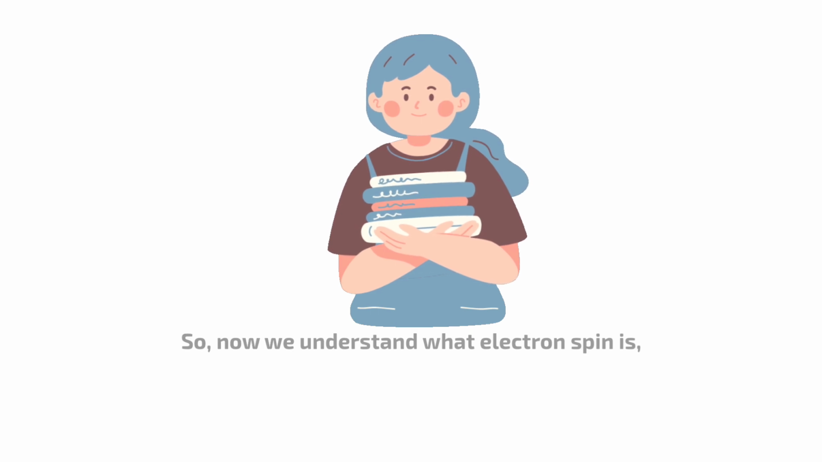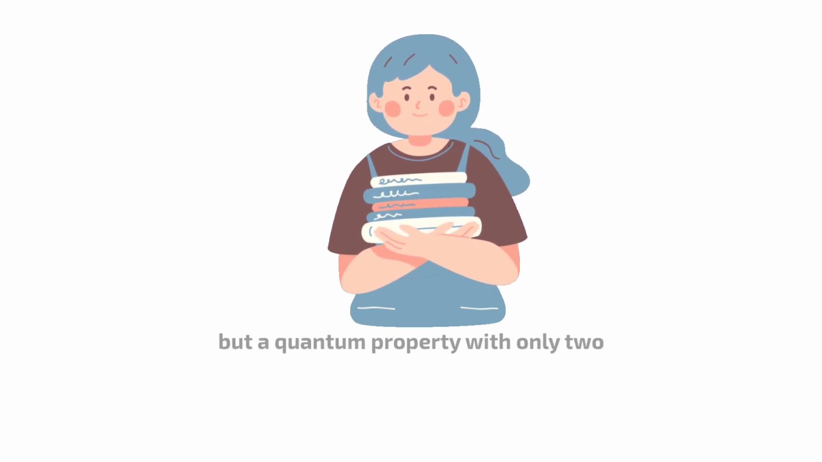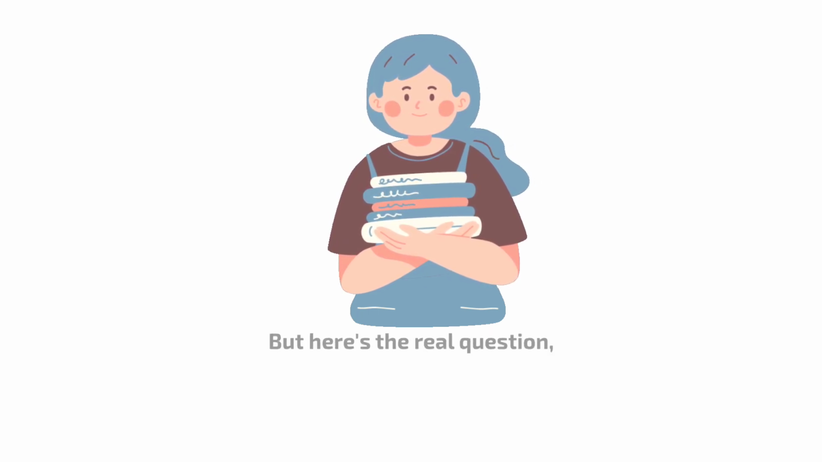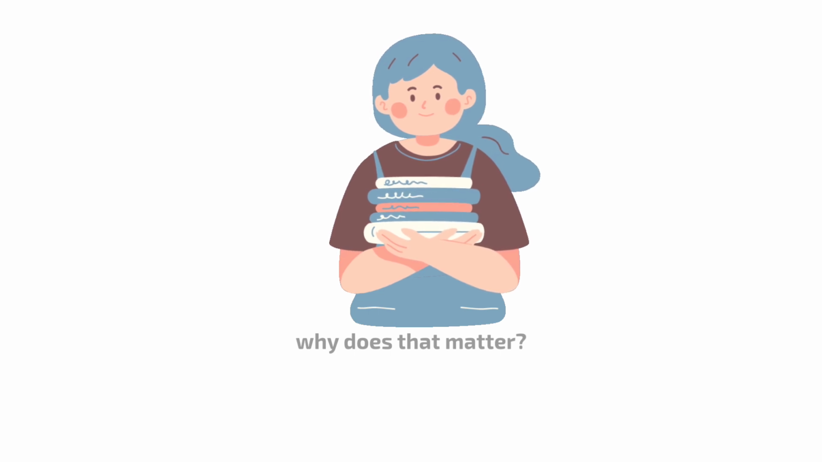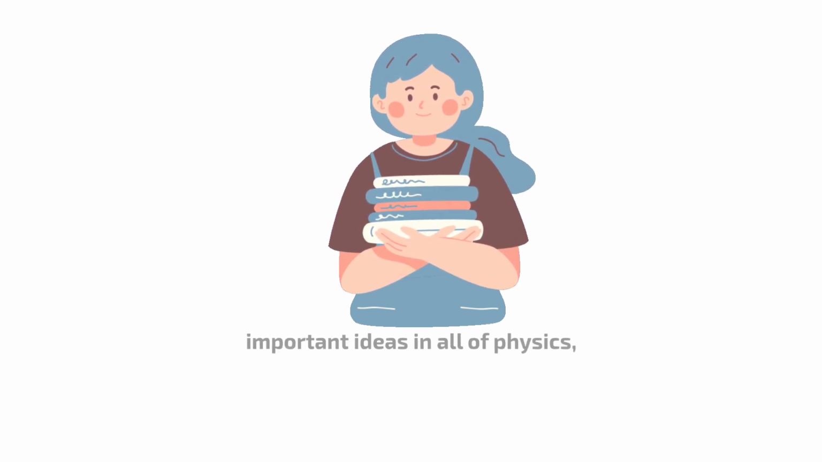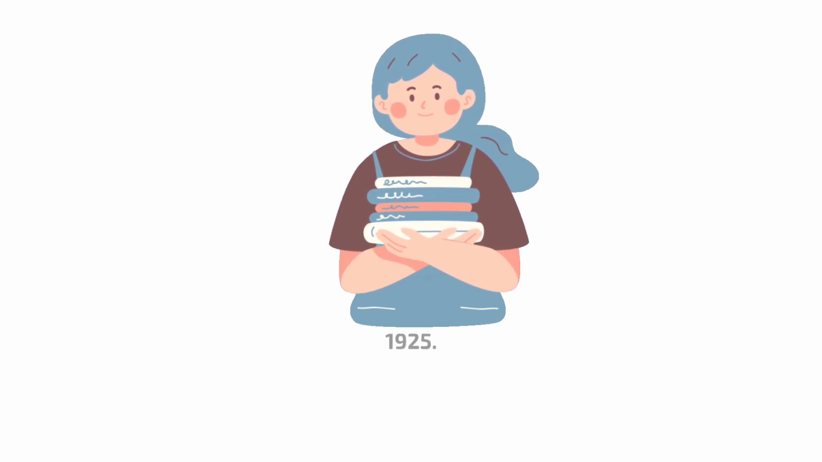So now we understand what electron spin is, and that it's not a literal spin, but a quantum property with only two possible values, plus half and minus half. But here's the real question. Why does that matter? The answer is one of the most important ideas in all of physics, the Pauli exclusion principle, proposed by Wolfgang Pauli in 1925.